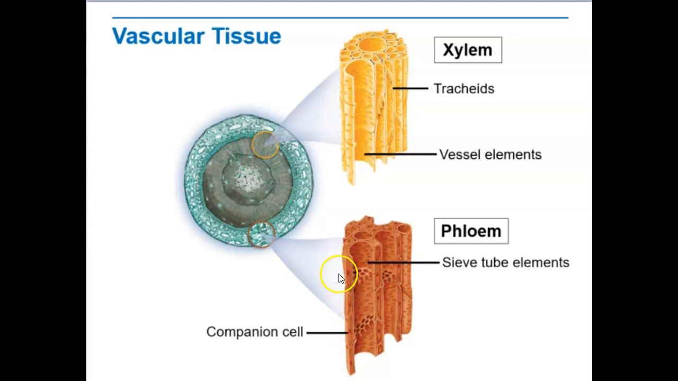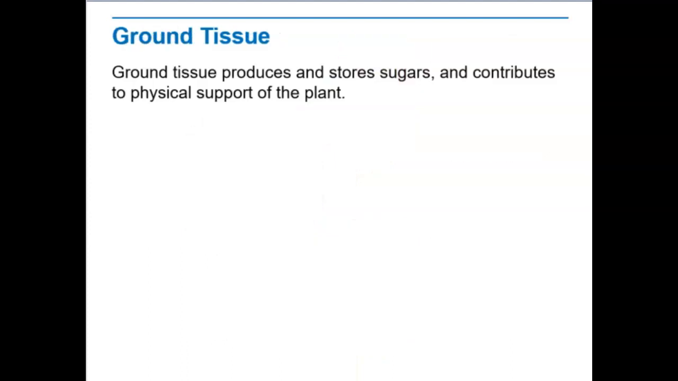And these small holes allow the nutrients to move from cell to cell, and as these sieve tube elements mature, they lose their nuclei and most other organelles. The remaining organelles hug the inside of the cell wall, and they're kept alive by those companion cells. So companion cells support the phloem cells, and they aid in the movement of the substances through the phloem. Right, ground tissue is the tissue that produces and stores sugars, and it contributes to the physical support of the plant.